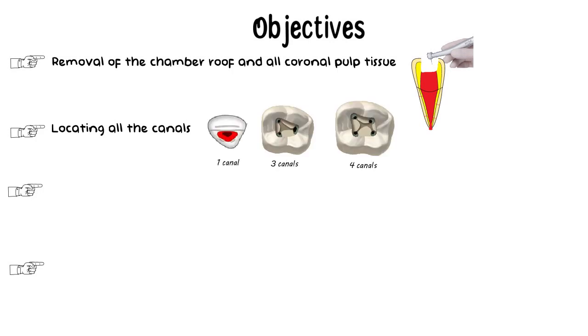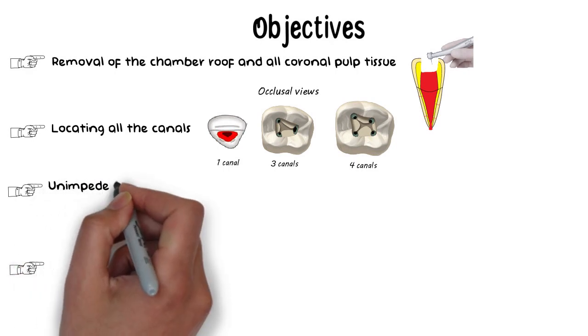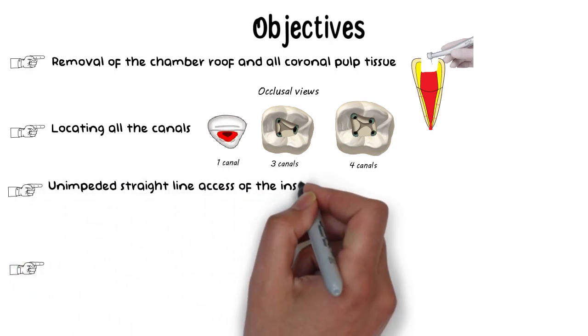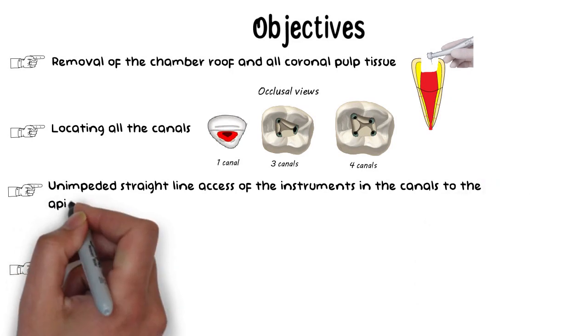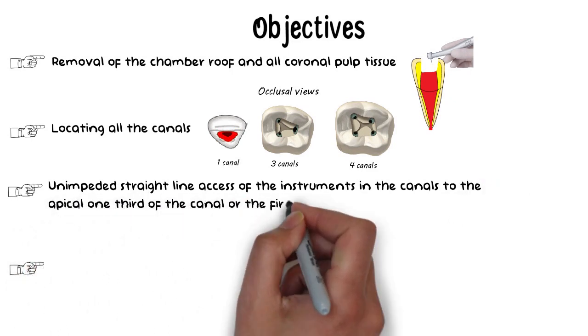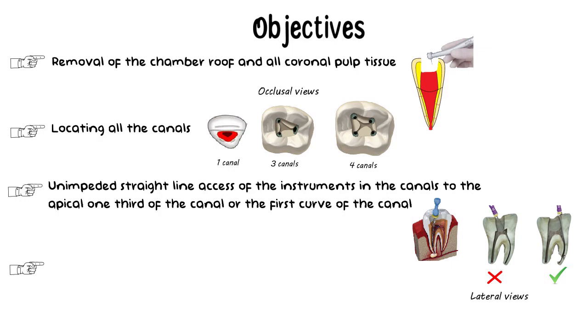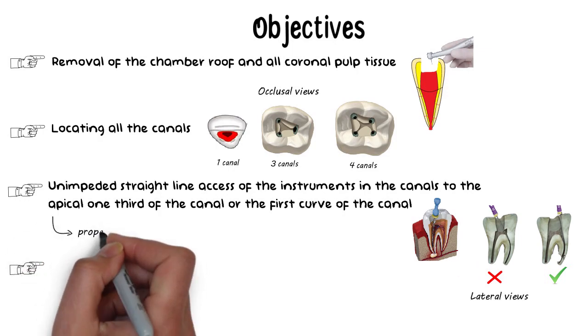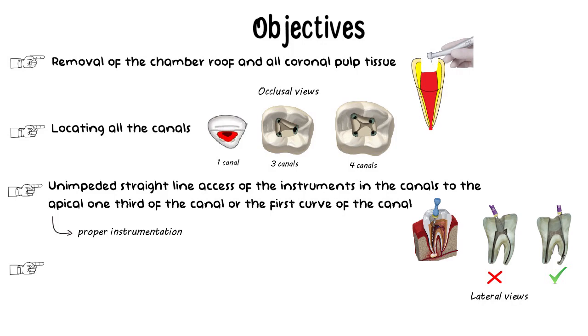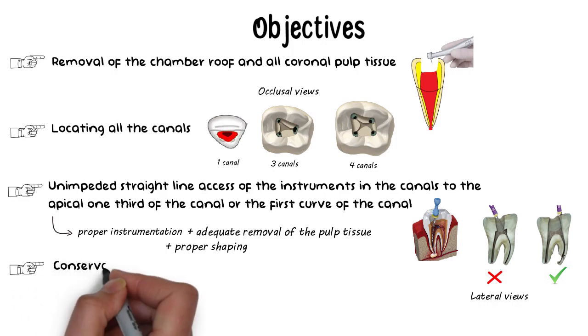4 canals. Third is to have an unimpeded straight line access of the instruments in the canals to the apical 1/3 of the canal or the first curve of the canal if present. This allows for a proper instrumentation in the canal, adequate removal of the pulp tissue, and proper shaping of the canals. And the last is the conservation of tooth structure.